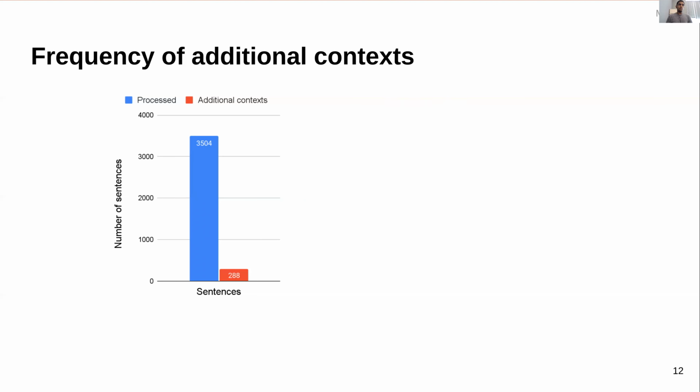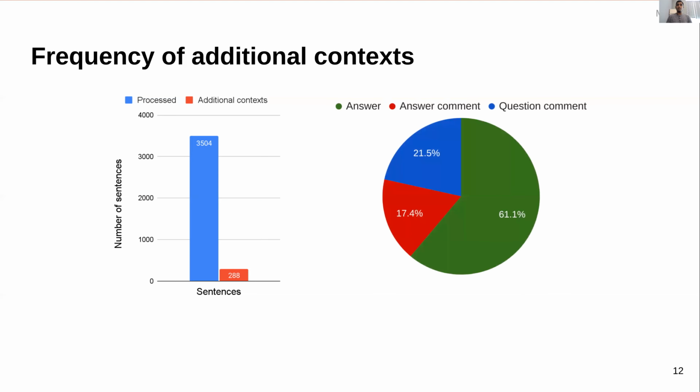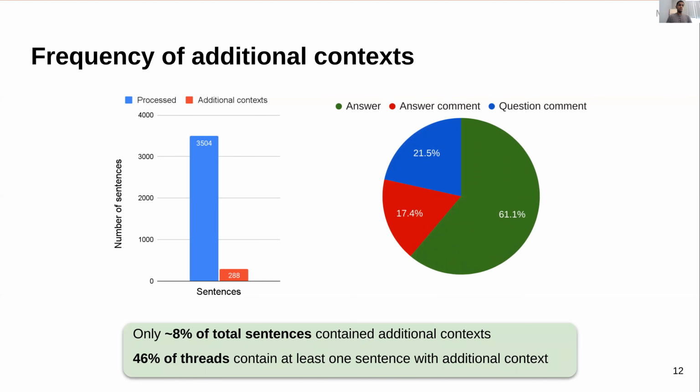To answer research question 1, how frequent is additional context available in Stack Overflow, we found that out of 3,504 sentences, only 288 sentences contained additional context. When we look at where these sentences came from, the majority of the sentences belong to answer sentences. So in summary, only 8% of the sentences that we processed contain additional context, and 46% of the threads that we analyze contain at least one sentence with additional context.